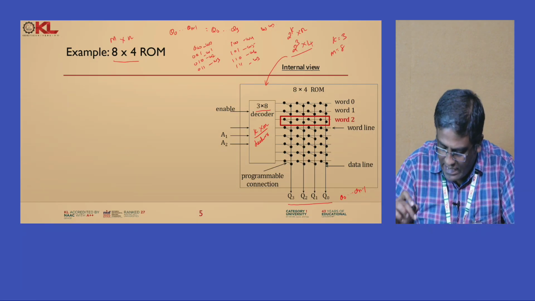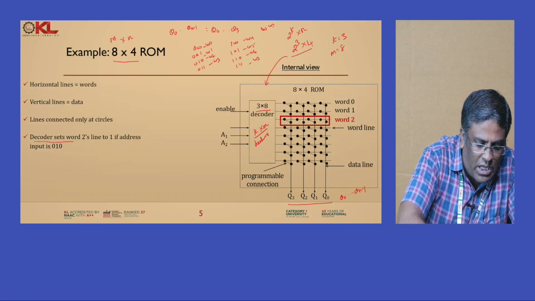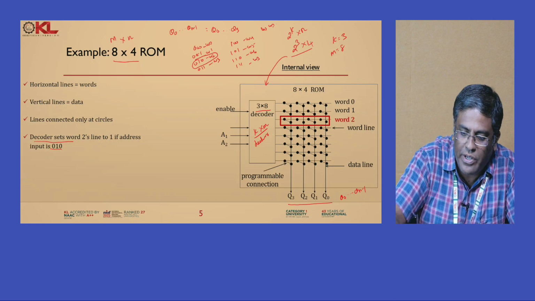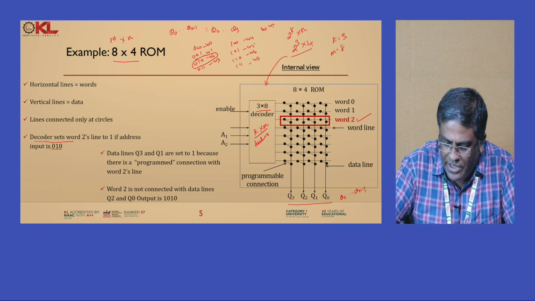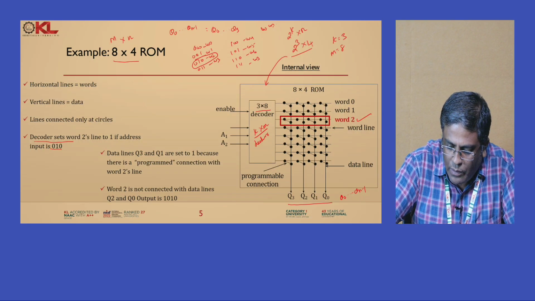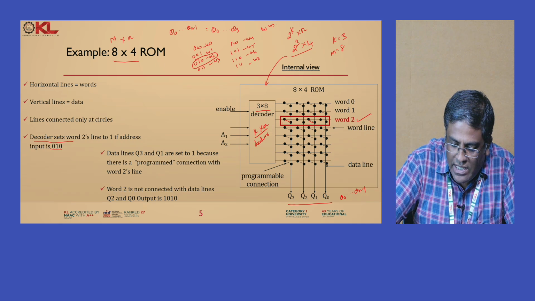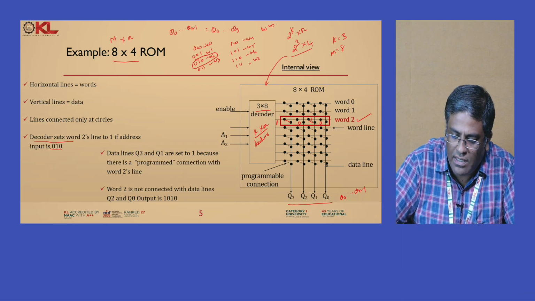Now let's see what kind of input I am going to provide. Let's say the decoder input is 0 1 0. What is the meaning of that? We are going to select word 2 in the architecture. In word 2, here the points are connected, here the points are connected, here the point is not connected, and here also the point is not connected. Wherever the point is connected, logic 1 is assumed. This is logic 1, this is logic 0, this is logic 1, this is logic 0, because there is no connectivity.